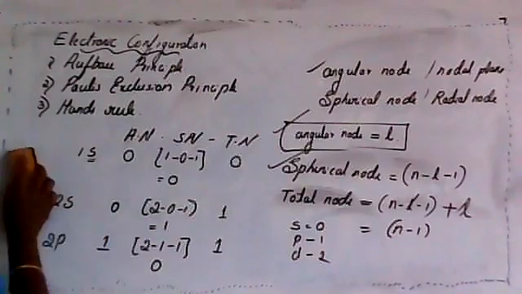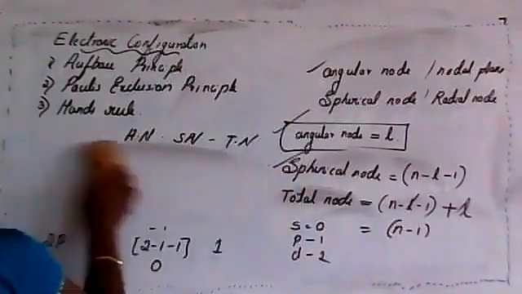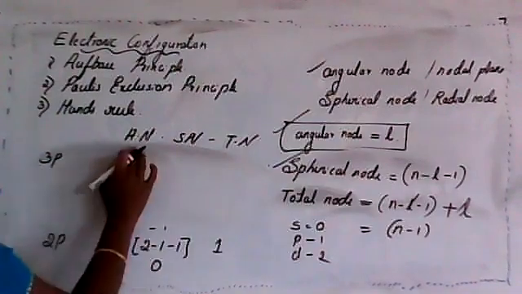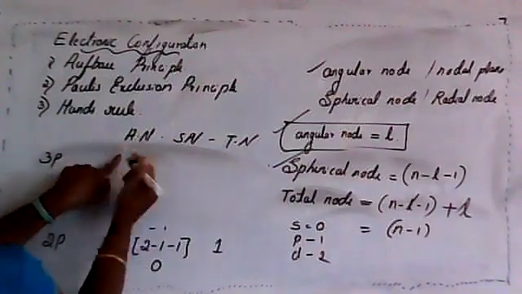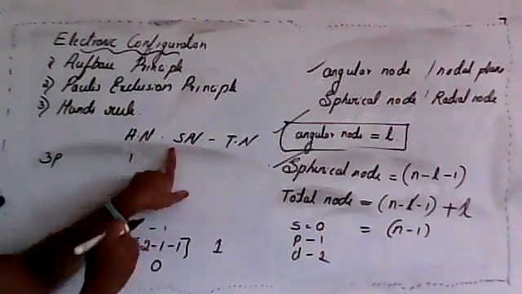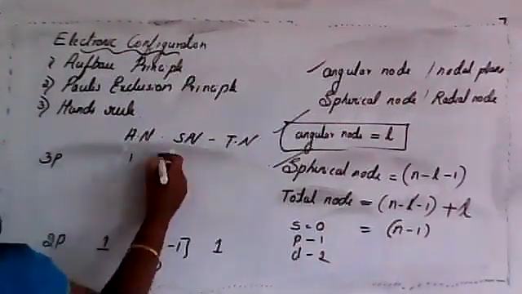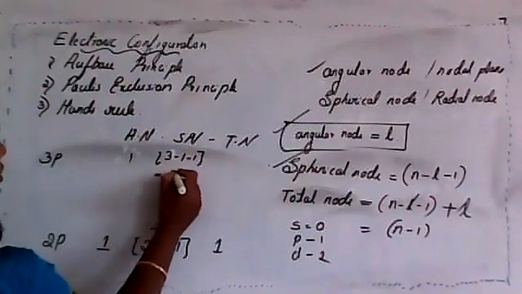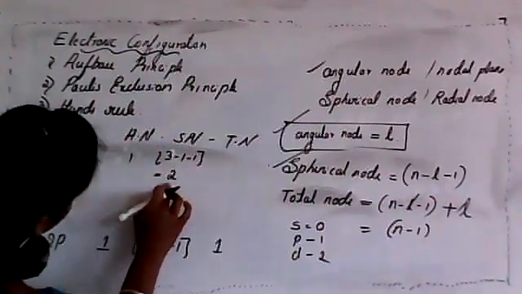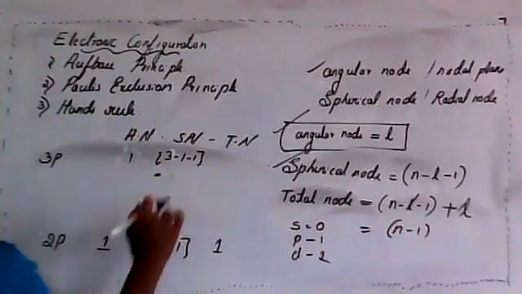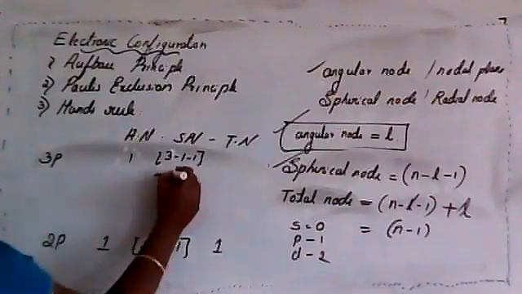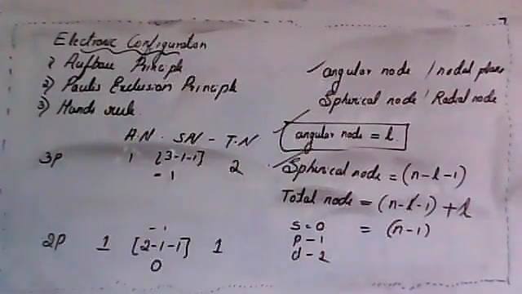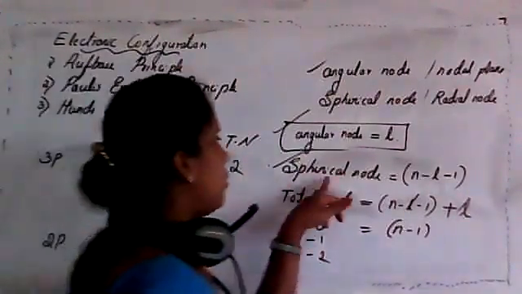Is this clear? If in case I consider 3p, using the formula, the angular node L is 1 and the spherical node is 3 minus 1 minus 1, which equals 1, and the total number of nodes equals 2. Is this clear, student? Just remember this formula.